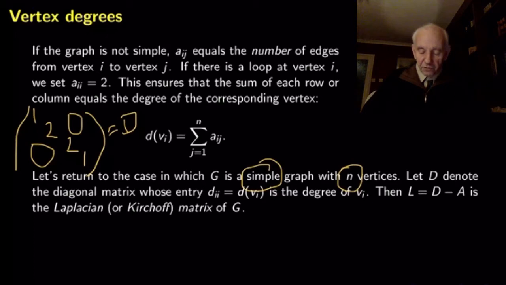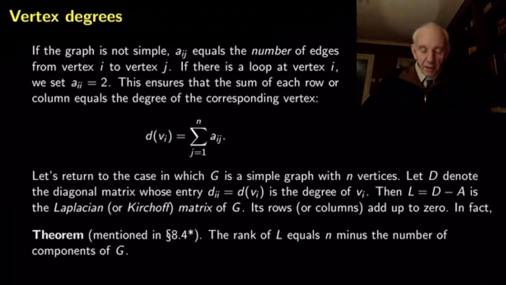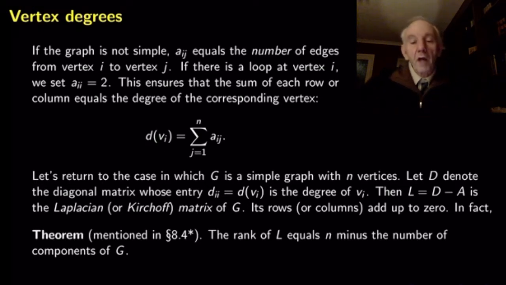So this is a theorem which you should know, but certainly you don't need to know the proof, but I think you should know the theorem. You can find this written in section 8.4 of the lecture notes. Namely, the rank of the Laplacian matrix L is actually n minus the number of components of the graph. So if the graph is connected, that means it has one component only. So the rank of L would be n minus 1.